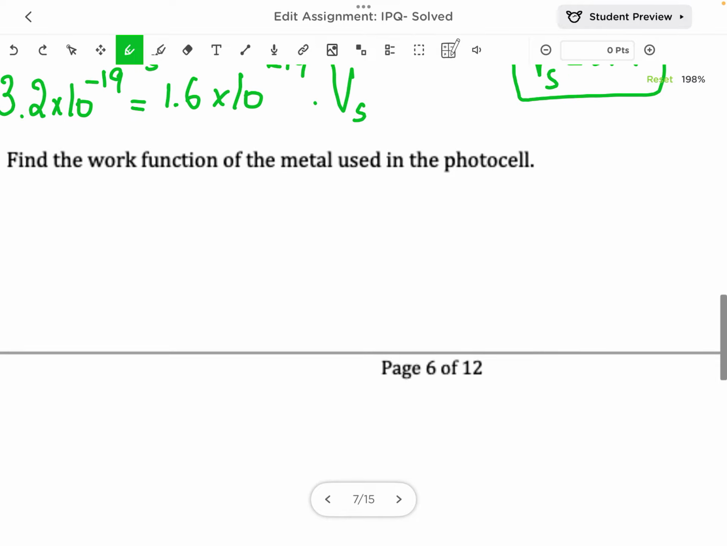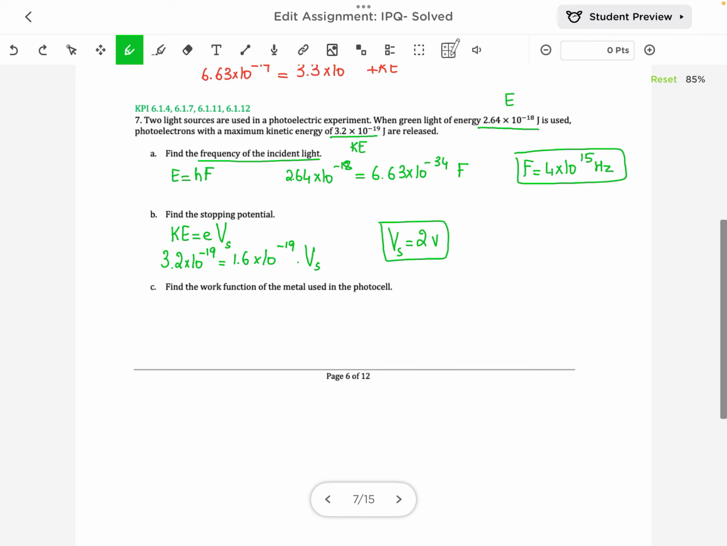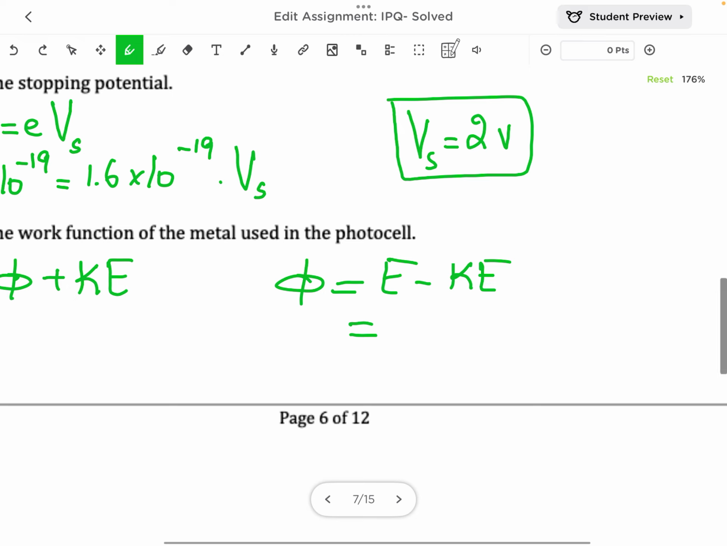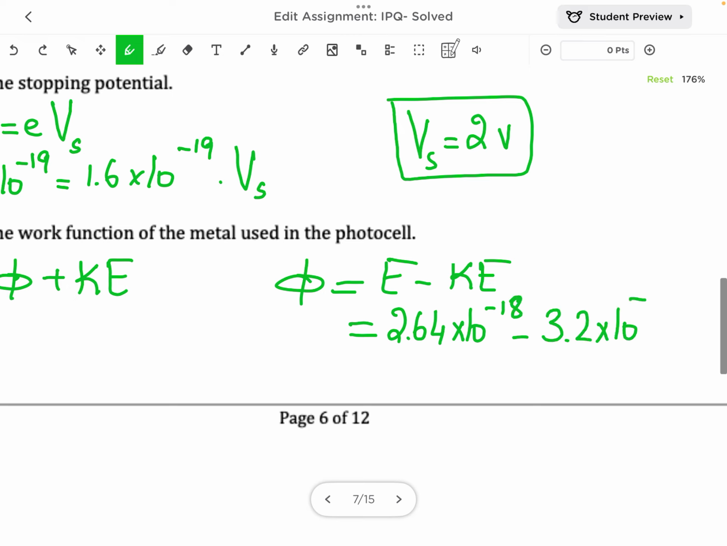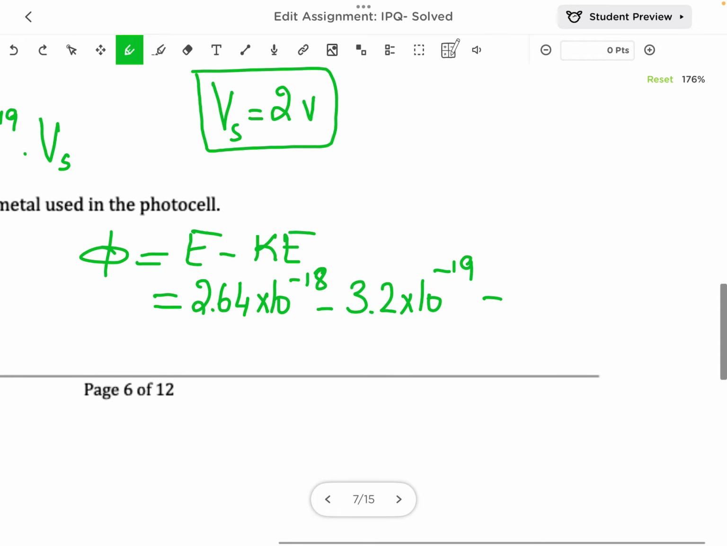Find the work function, that is simply the difference between the energy and the kinetic energy. That is the energy minus the kinetic energy: 2.64 × 10^-18 minus 3.2 × 10^-19, which will give me 2.32 × 10^-18 joules.